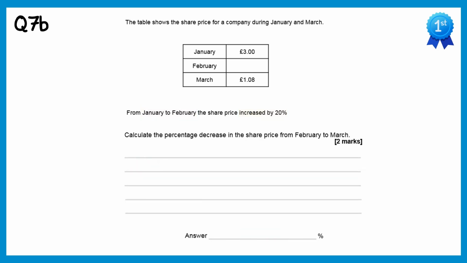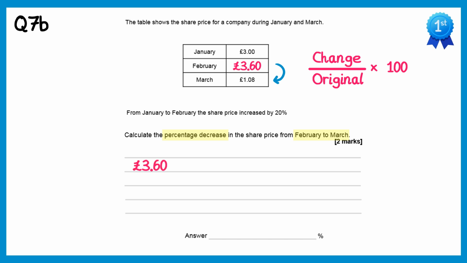For this next part, we need to calculate the percentage decrease from February to March. We know the share price in February, we just worked it out, it's £3.60. So what we need to work out is what percentage it decreased from February to March. A percentage decrease can be calculated using this formula, change over original times 100. So first of all, we'll work out the change in the share price. It started at £3.60 and now it's £1.08, so we'll take away £1.08, which gives you £2.52. So that's the change. We can then use the formula, change over original, so £2.52, divide by the original price, which is February's price of £3.60, and then times by 100. If you type this into your calculator, you'll get a 70% decrease.